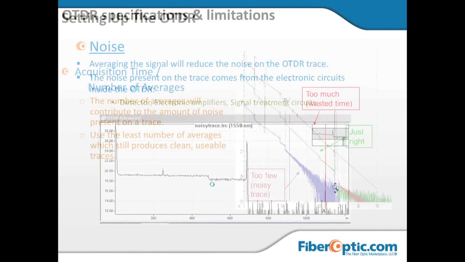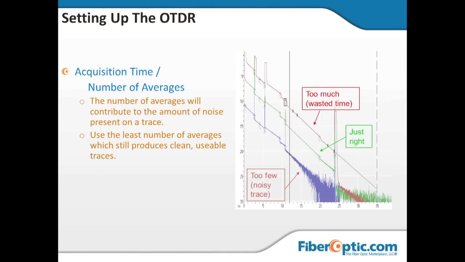Now, acquisition time. Just like the pulse width can smooth out the trace, acquisition time, the number of data points, the number of averages, how long we look at it, can smooth it out. Now here we've got a very small acquisition time, and we don't have the detail out at the end. Here we've got just the right amount. It's a smooth trace around dot 2. Here at our end of line, we can see all of our events.